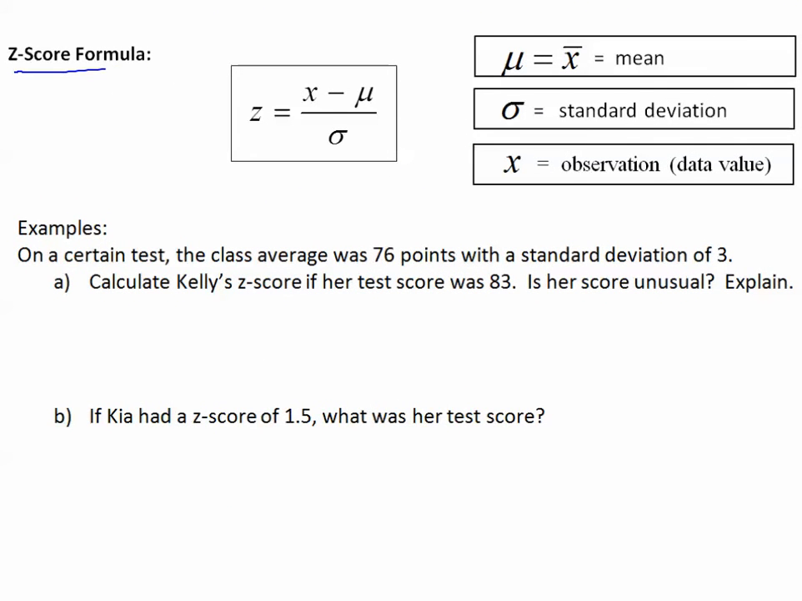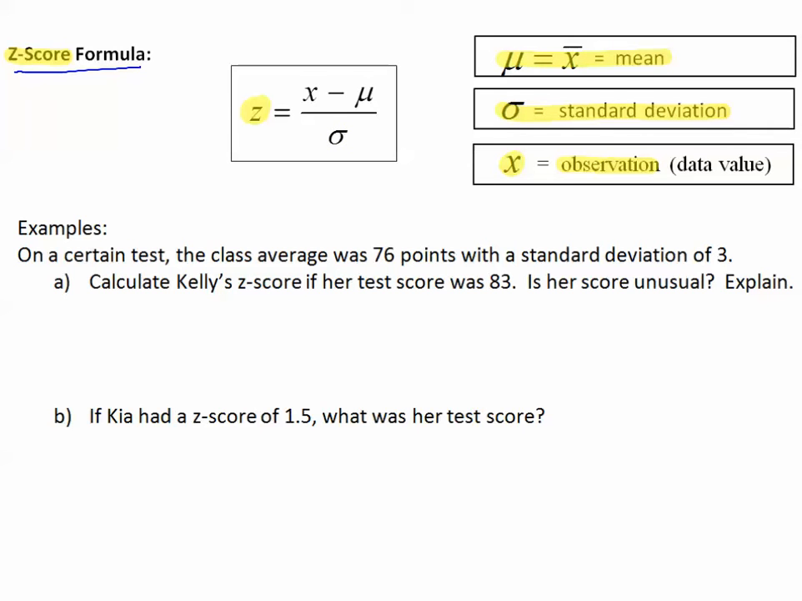Here is the z-score formula for when you need to calculate the z-score given information. The z is for the z-score. The x is for the observation or the data value. The mu is for the mean, and the sigma is for the standard deviation.